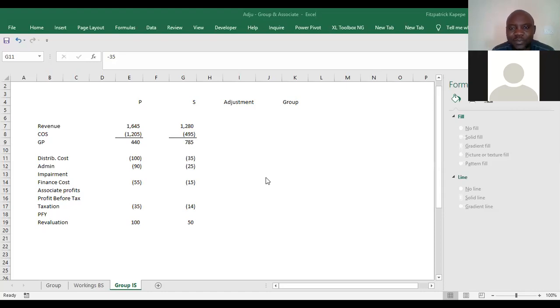Let's now go back to Excel and finalize this. So the first thing that we do, we know that in revenue there was an intra-group sale. We have to remove that intra-sale of 20, so say minus 20. Here on cost of sales as well, we have to remove the 20. I've put the positive there because they are negative down there.